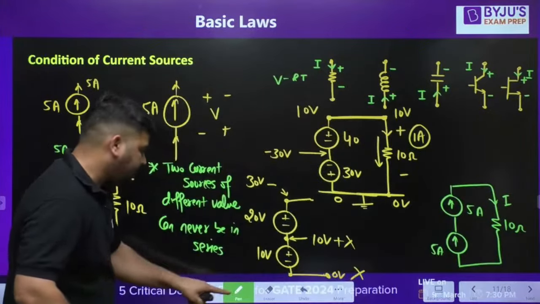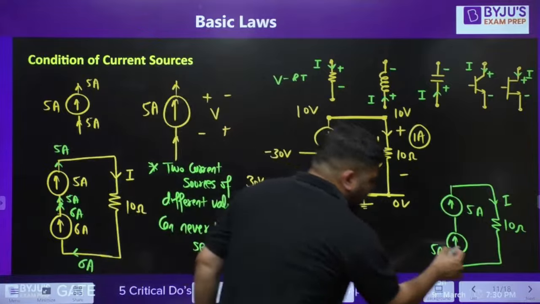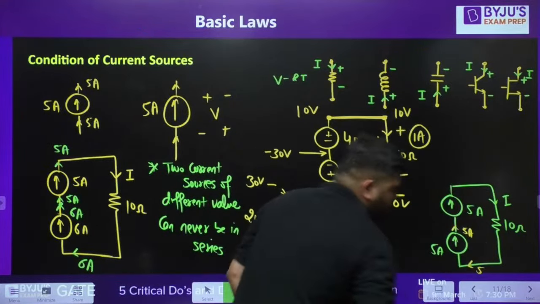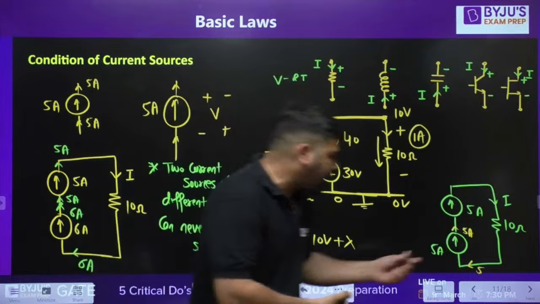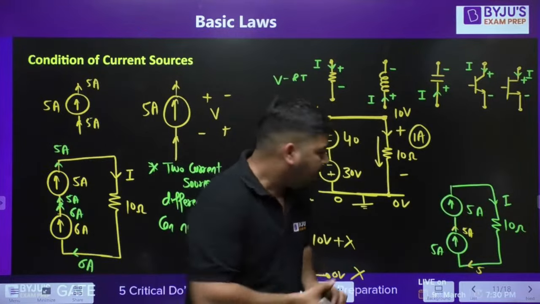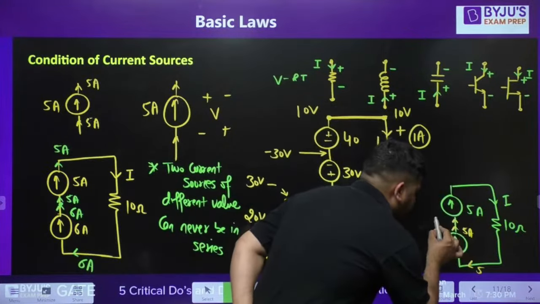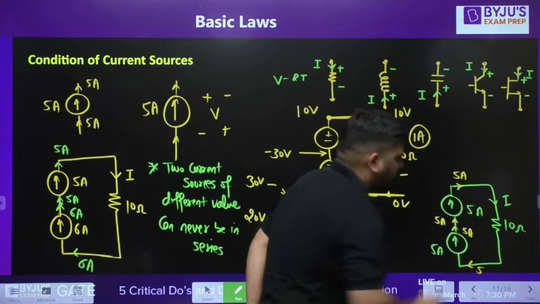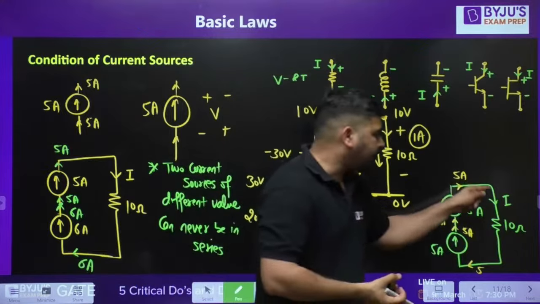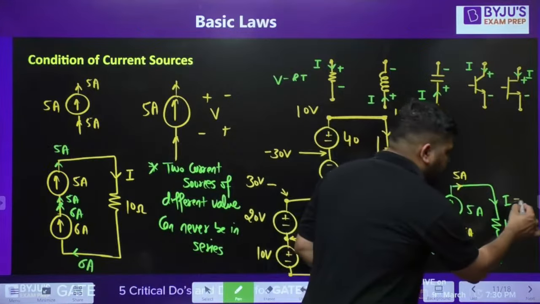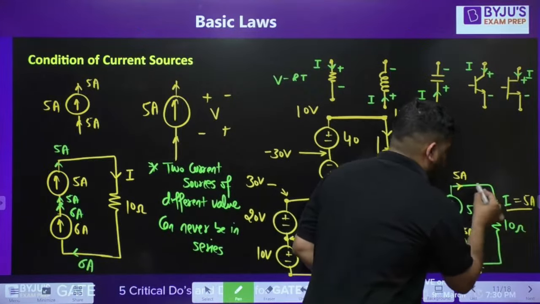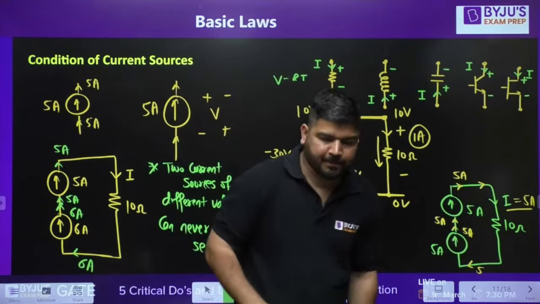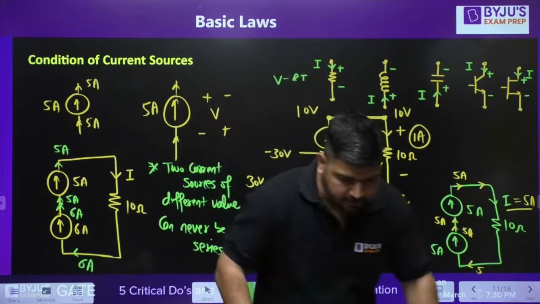Why is there no fight? Look, this current source will say, I will accept 5 ampere and I will give 5 ampere, without any compromise. The upper current source is also saying that I will take 5 ampere and I will provide 5 ampere only. It means this current has to be 5 ampere. Only 5 ampere will go on this side, and there is no violation here.